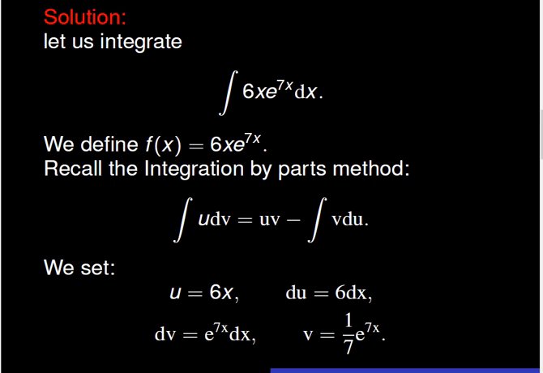Let us recall the integration by parts method. The integral of u dv is equal to u times v, minus the integral of v du. Therefore, we set u equal to 6x, and du equals 6 dx. And dv equals exponential of 7x dx, and v equals 1 over 7 times exponential of 7x.